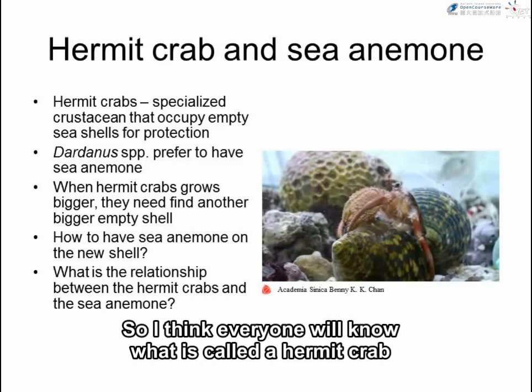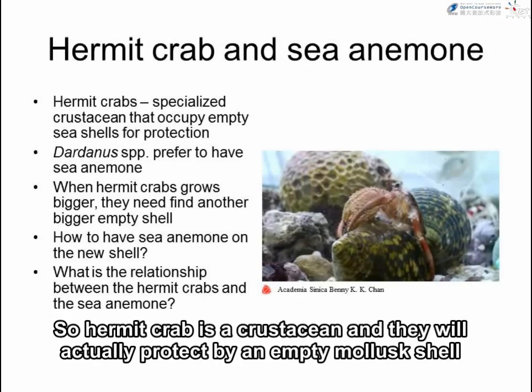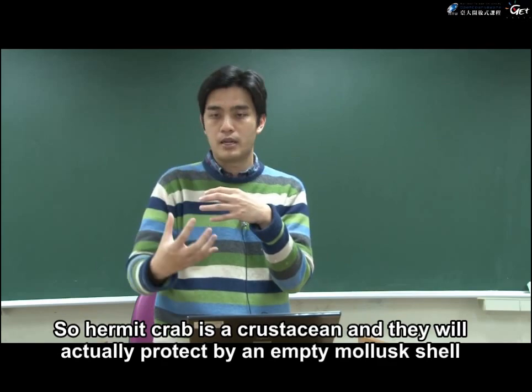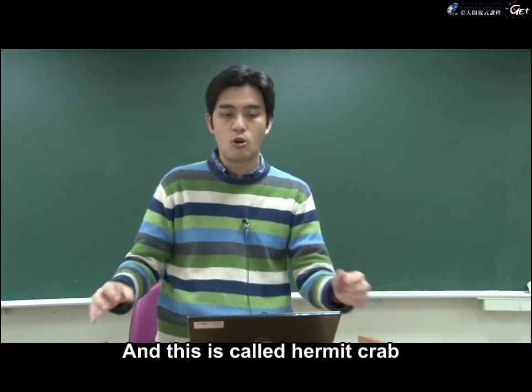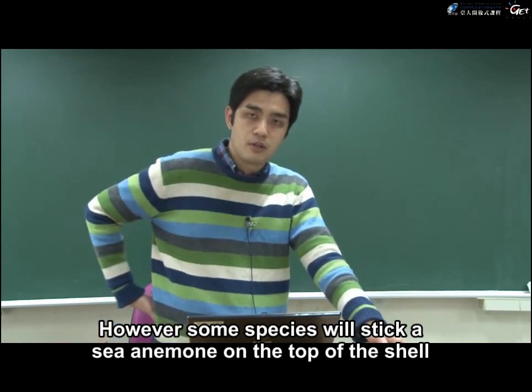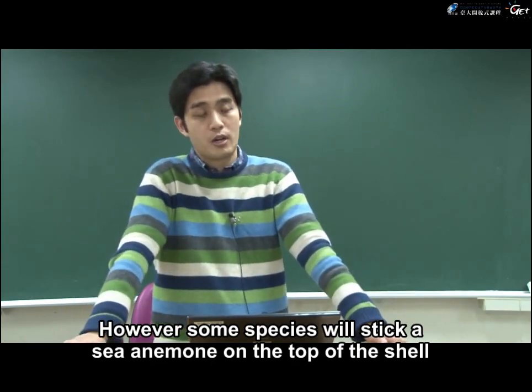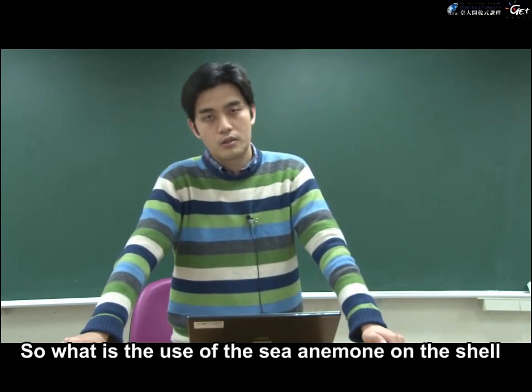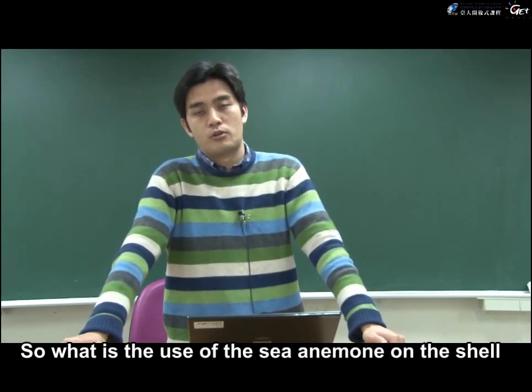I think everyone will know what a hermit crab is. A hermit crab is actually a crustacean. They are protected by an empty molluscan shell. However, some species will stick a sea anemone on top of the shell. So what is the use of the sea anemone on the shell?